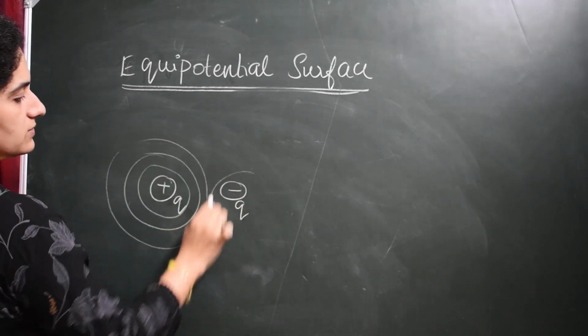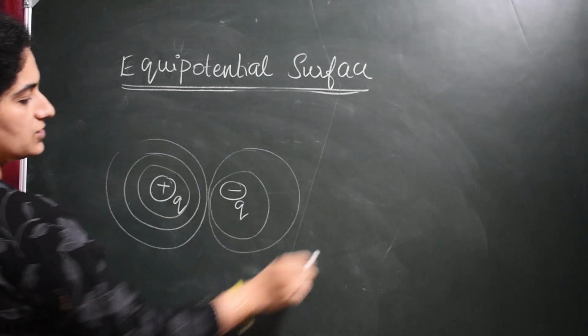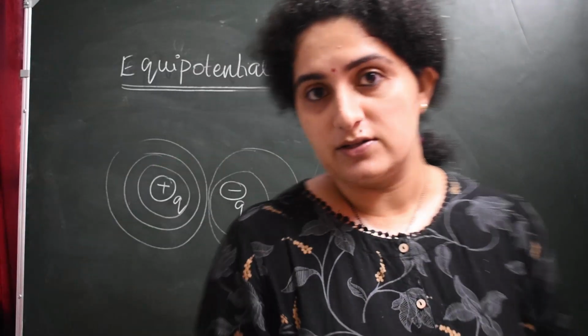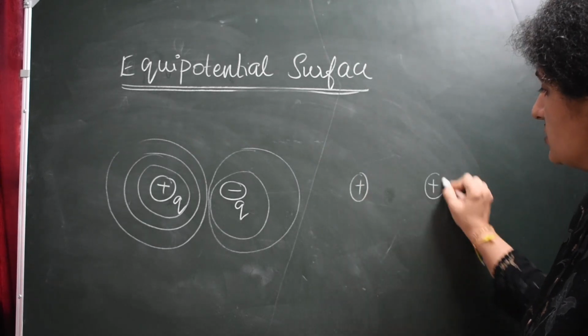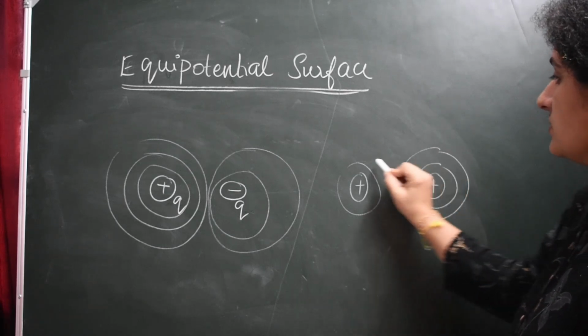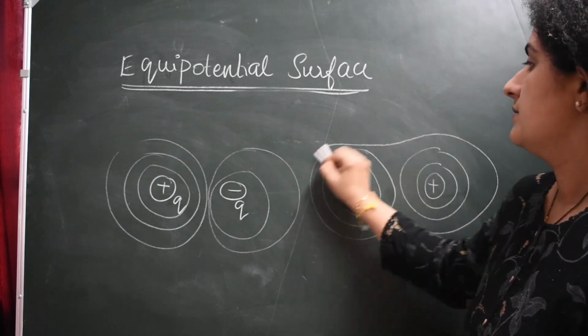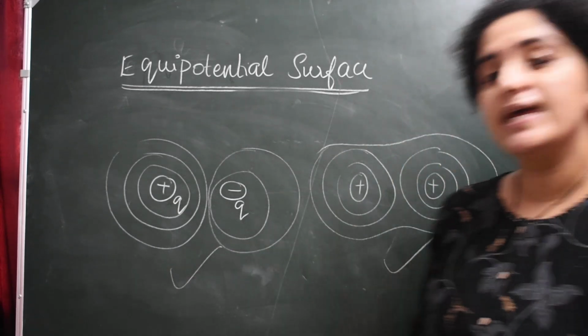They will not cross over each other. So electric field lines or the equipotential surface. If you consider equal charges, if I consider plus q and also plus q, the equipotential surfaces are like this. So this is for a dipole, this is for like charges.